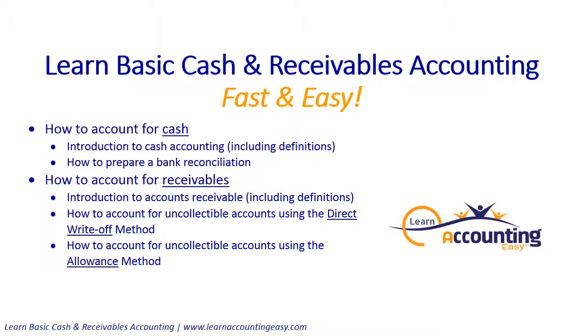The first one is the direct write-off method. We'll talk about how to account for uncollectible accounts using that method. And then we'll move on to the allowance method.